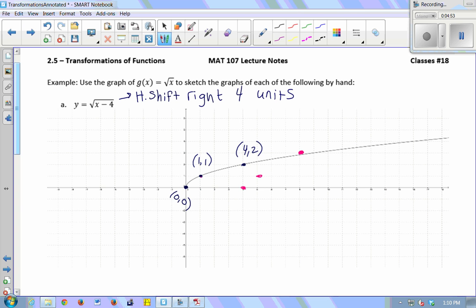And if you need another point, you can always do another point. I have 9, 3 on my original. And if I go 4 to the right, that's going to go to 13, 3. I messed this one up. This is supposed to be at 4, 2, and I put it at 4, 3. I mean 8, 2. There we go. Okay. So I took each of my points and I moved them 4 to the right by adding 4 to the x coordinate. So then I connect them. And there's my graph shifted 4 to the right.